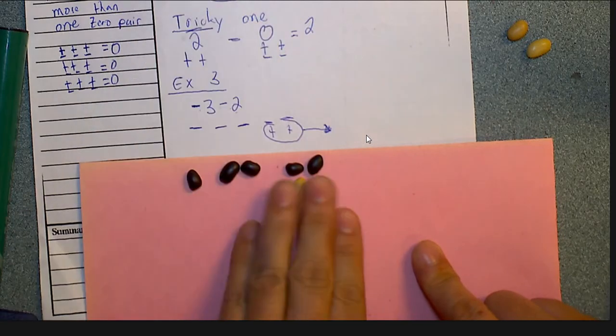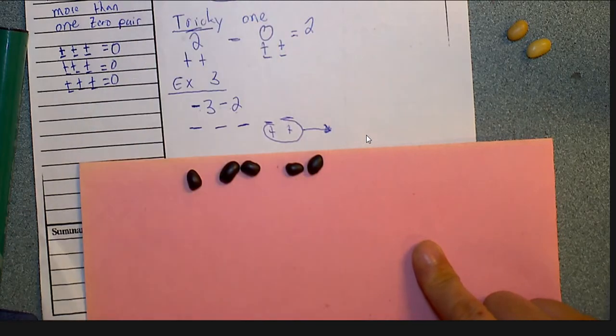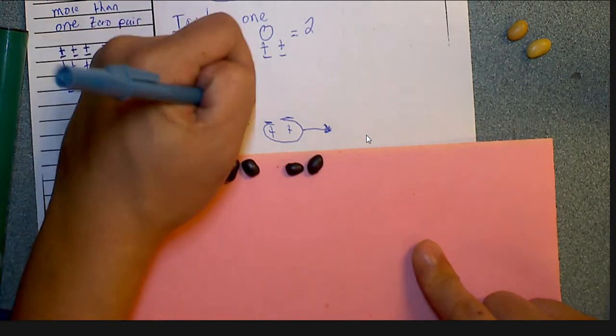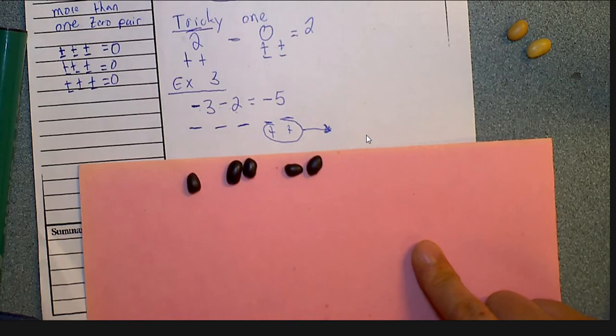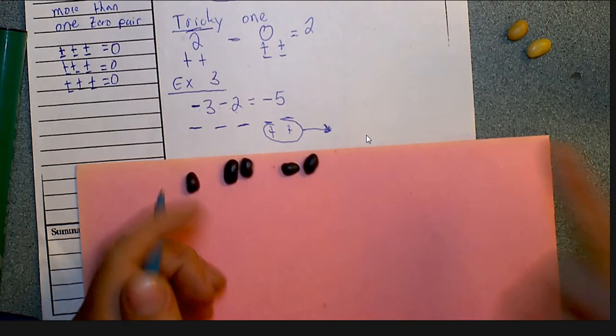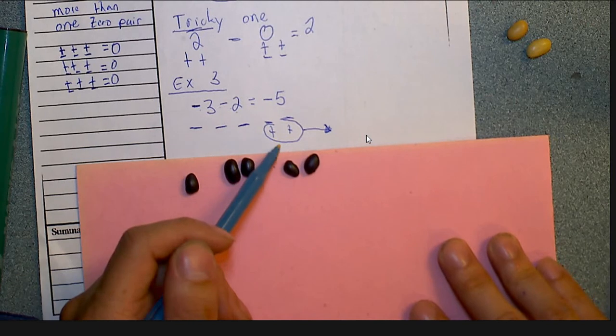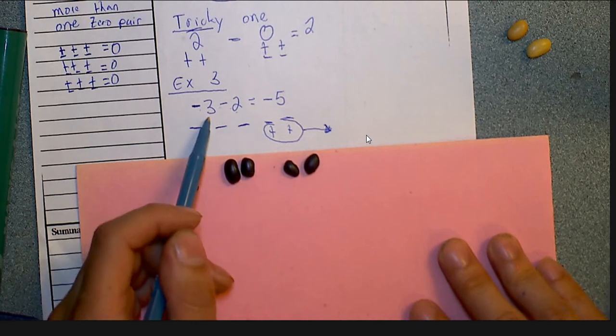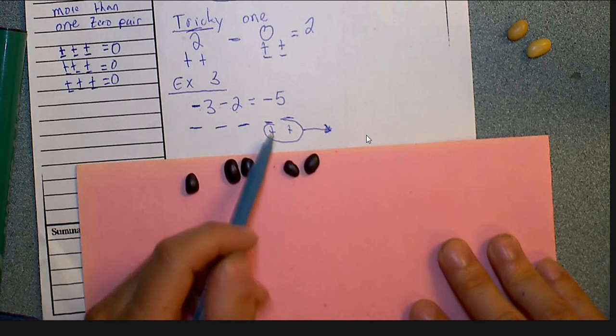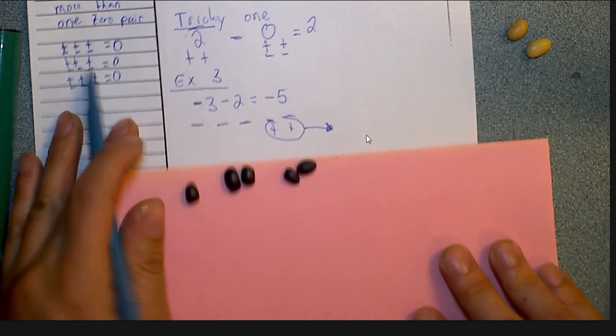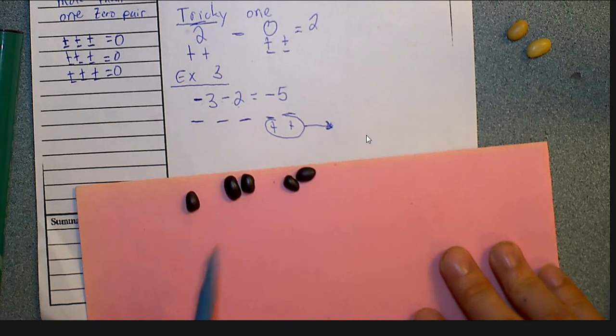If I remove the 2 positive, they go away. How many beans do I have left? I've got 1, 2, 3, 4, 5. I got negative 5. So using the magic of neutral fields to balance things out, I can subtract stuff and I'm actually making more things show up because the pairs are being broken up.